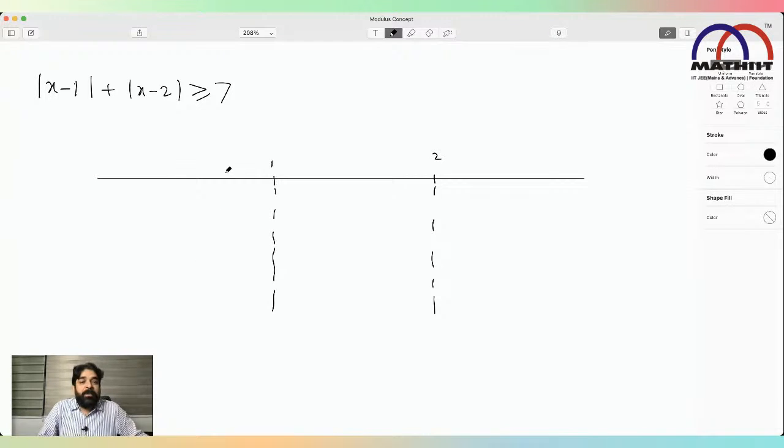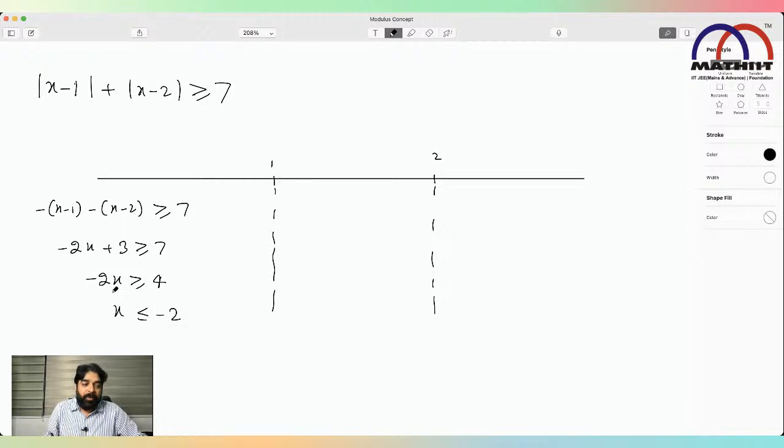So now, this means what? x is less than 1. If x is less than 1, the mod of x minus 1 will become minus of x minus 1, and the mod of x minus 2 will become minus of x minus 2, greater than or equal to 7. So now this will become minus x minus x plus 1 plus 2 plus... minus 2x plus 3 greater than or equal to 7. You can see from here minus 2x greater than or equal to 4, and x will be less than or equal to minus 2, because whenever we divide or multiply by a negative quantity, the sign of inequality always gets changed.